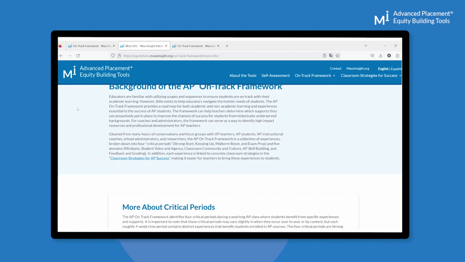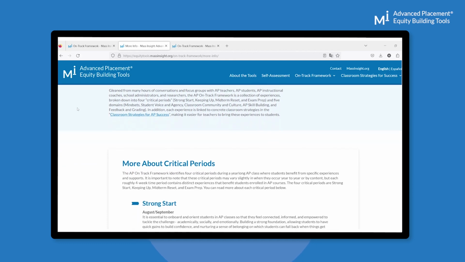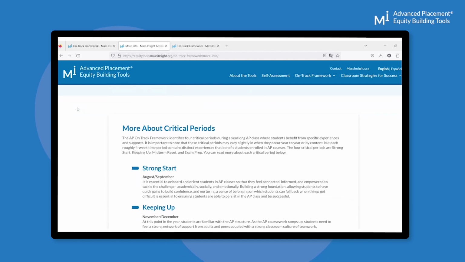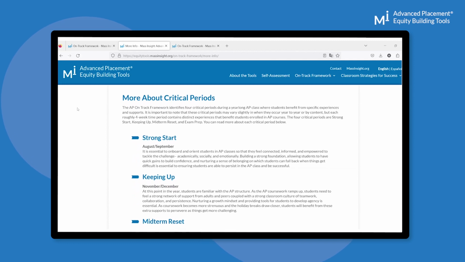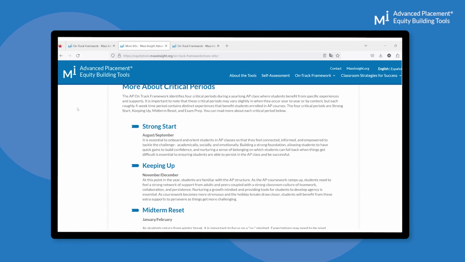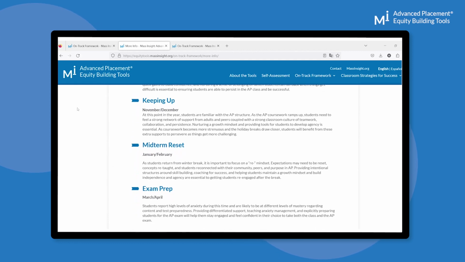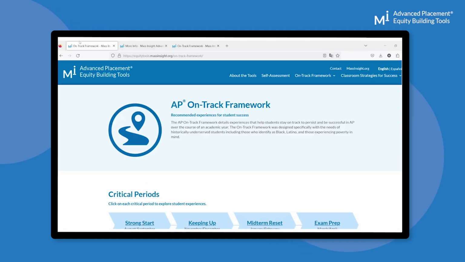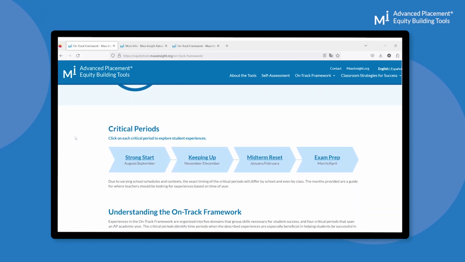This framework can help teachers navigate the holistic needs of students and identify supports that they can proactively put in place to improve their chances of success, particularly those who have been underrepresented in advanced placement classes. This OnTrack framework was developed in collaboration with AP and non-AP educators, researchers, and administrators. We wanted to determine the make it or break it points during the school year for student engagement and persistence. The 4 critical periods of the AP OnTrack framework are Strong Start, Keeping Up, Midterm Reset, and Exam Prep.